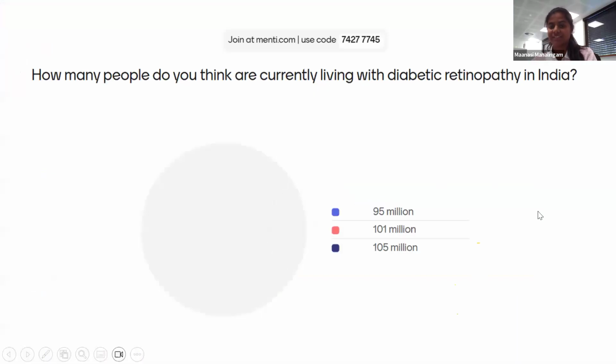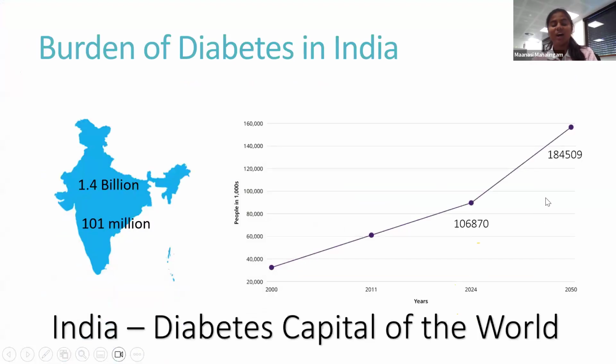Okay. So the correct answer is about 1.4 billion people in India. About 101 million are affected by diabetic retinopathy. And we can also see that the graph on the right is showing the number of people with diabetes, which is going to rapidly increase by the year 2050. It is also shocking to see that India is the diabetes capital of the world. So we should be really working on this.